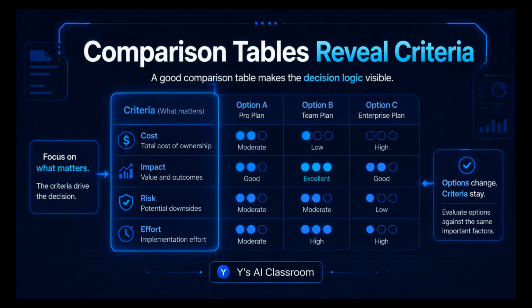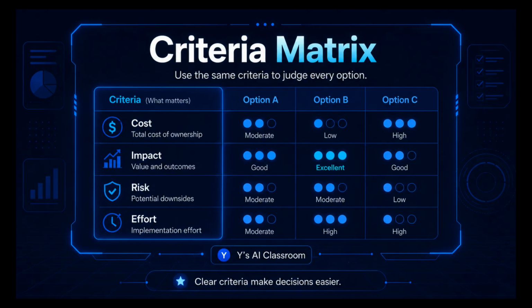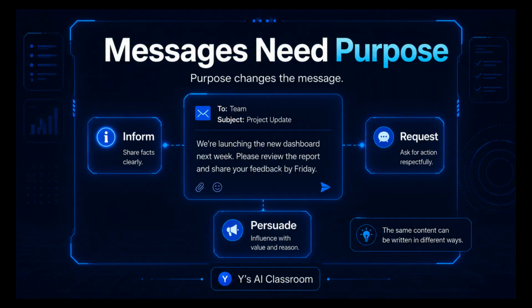Comparison tables are useful, but a good comparison table is not just a list of options. It should reveal the criteria behind the decision. Without criteria, the table may look organized, but it may still fail to support a choice. The criteria are what make the comparison meaningful. Useful comparison criteria can include cost, impact, risk, and effort. These criteria help the reader see not only what the options are, but how to judge them. When you give AI the criteria first, the table becomes more decision-oriented. Clear criteria make decisions easier.